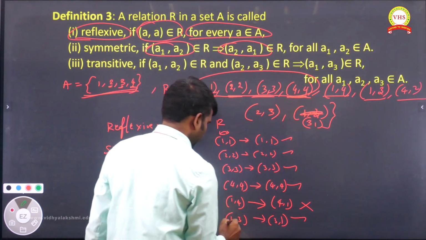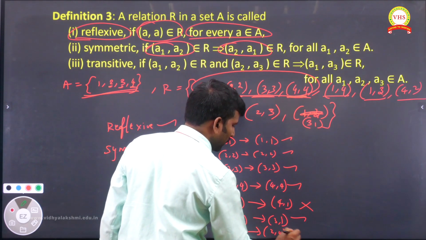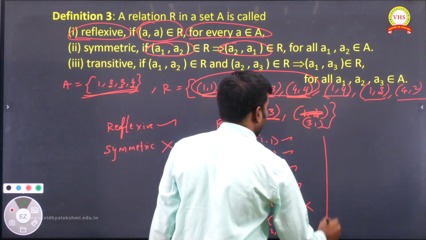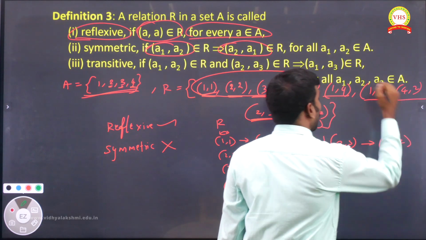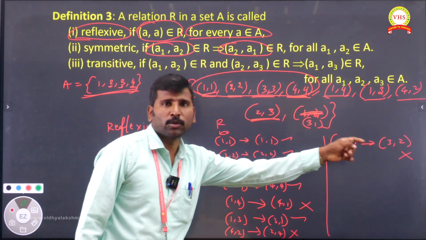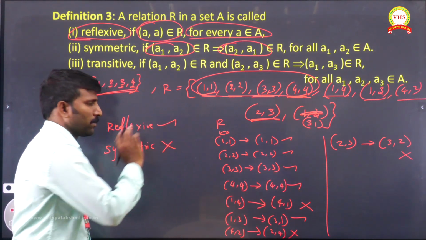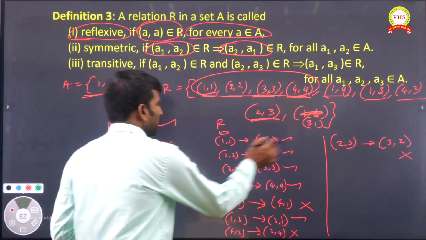If you take (4, 2), then (2, 4) should be there. It's not there. That is also a problem. And if you take (2, 3), then (3, 2) should be there in R. Is it there? No. See, any one missing means it is not symmetric. Here (3, 2) is missing, so surely it's not symmetric. Have you understood what symmetric is? That's it.